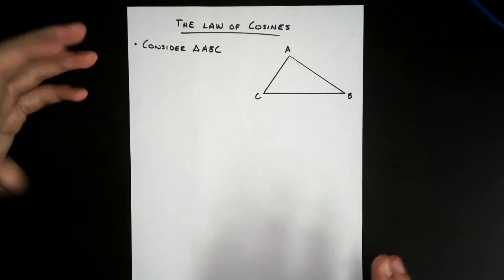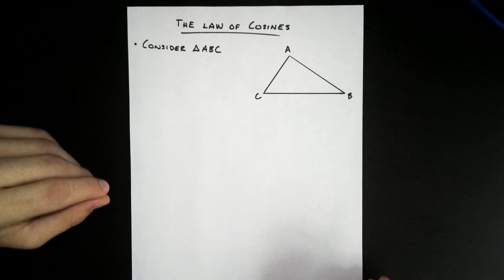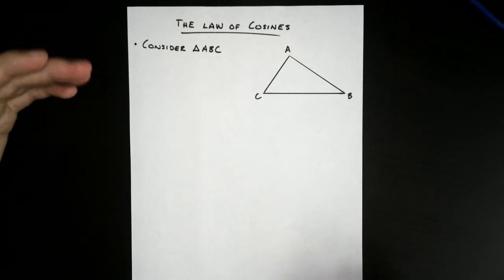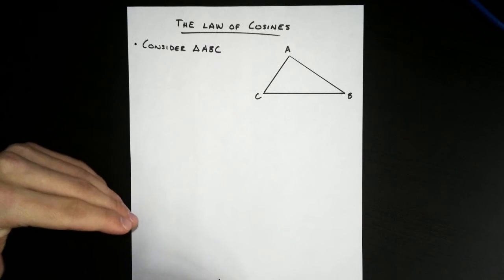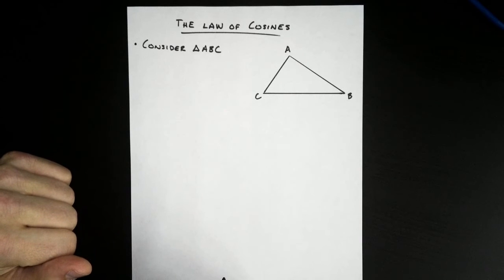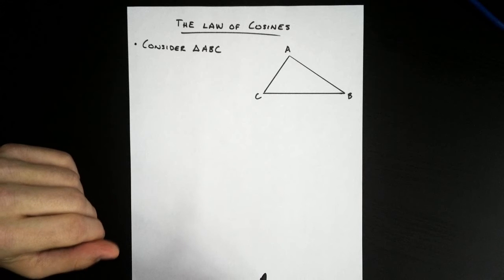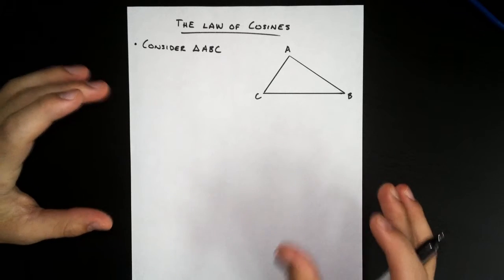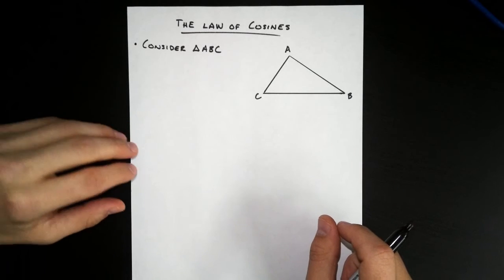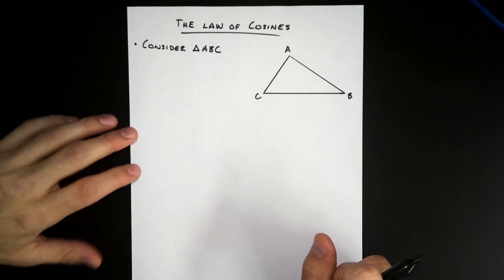The law of sines was a formula that related the side lengths to the angle measures that were across from those sides. Here, the law of cosines is going to be a formula that relates the lengths of all three sides to the measure of just one of the angles.